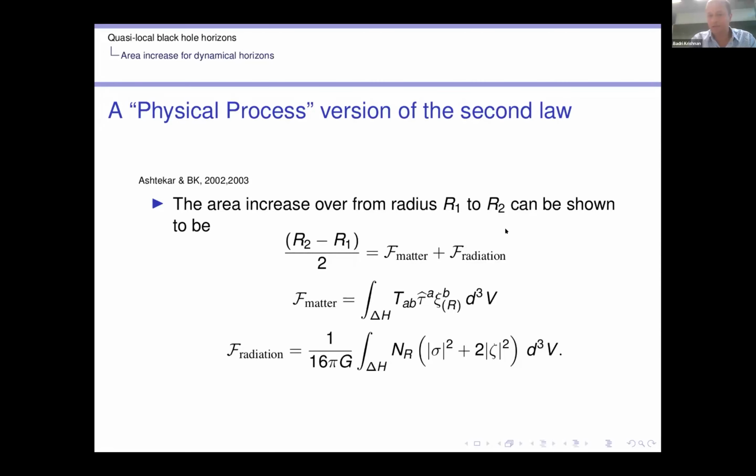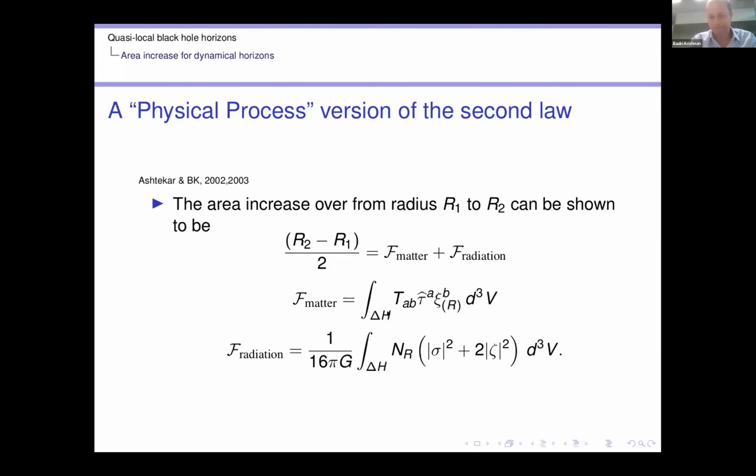You can show that the matter contribution to the flux is given by the flux of the stress-energy tensor. Again, it is space-like, so there's a unit time-like normal to the dynamical horizon, which is this tau hat. This psi is a vector proportional to the null normal L, so we're looking at fluxes along the L direction. So this is a flux of matter fields along the L direction, and it is positive if you assume an energy condition.